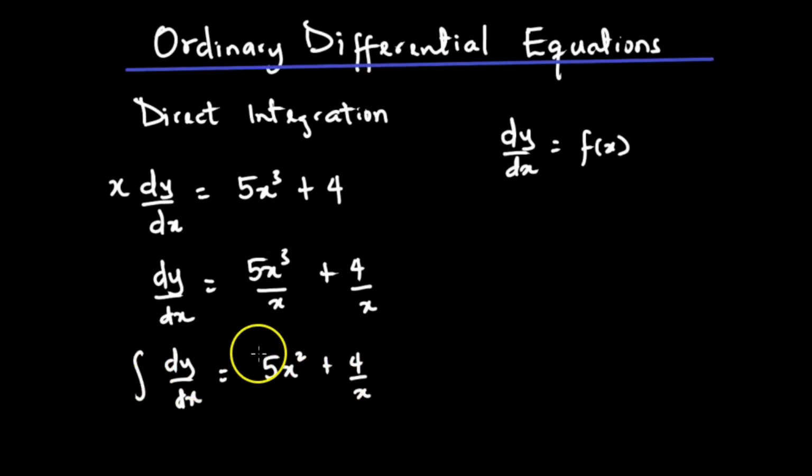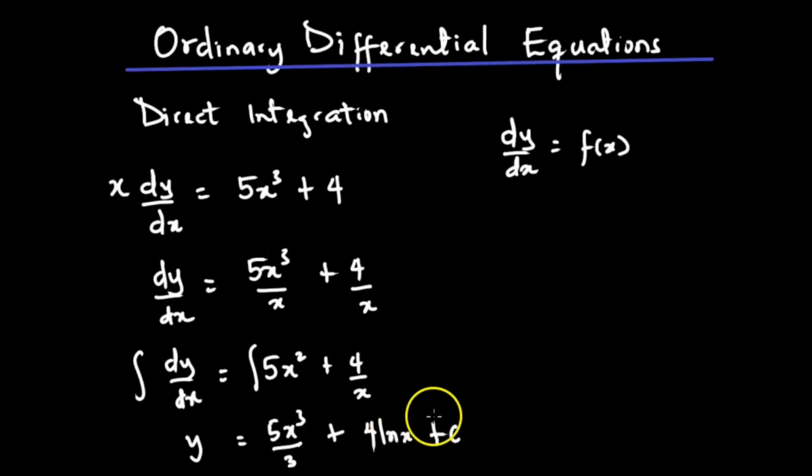And then I'm going to integrate both sides and have y equal to 5x cubed over 3 plus 4 ln x plus c. Whenever you integrate 1 over x, you have what? ln x. And that's how I got this. So this is our answer. Very, very simple. If you need to revise integration, it will really help you to understand ODEs. So do well to revise integration.